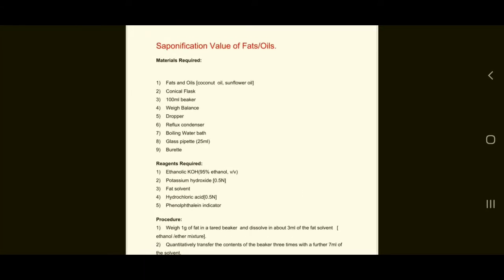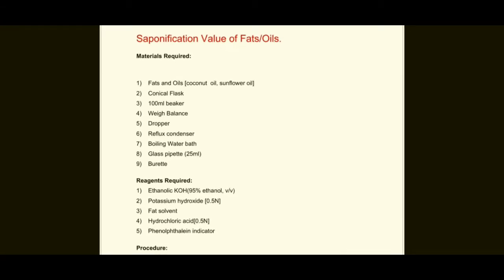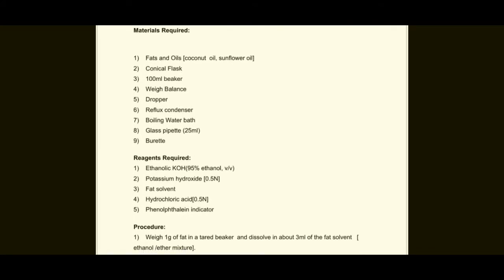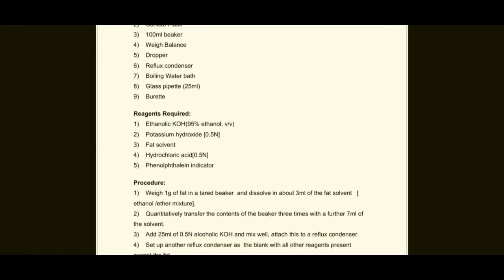Students, for the saponification value of fat and oil, the material requirement is fats and oil, such as coconut oil and sunflower oil, a conical flask, a 100 ml beaker, a weighing balance, a dropper, a reflux condenser, a boiling water bath, a 25 ml glass pipette and a burette. The reagents required are ethanolic KOH (95% ethanol, volume by volume), potassium hydroxide 0.5 N, fat solvent, hydrochloric acid 0.5 N and phenolphthalein indicator.